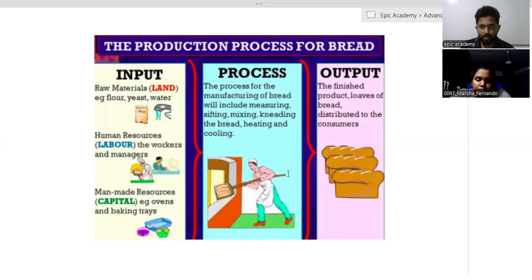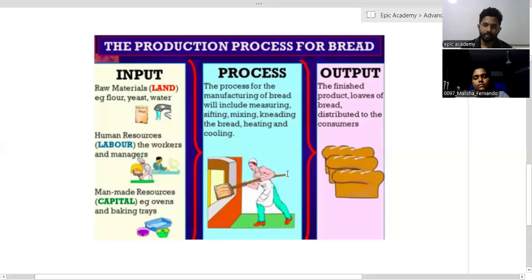Now we are going to the process. The process for manufacturing bread will include measuring, heating, mixing, anything. Heating, cooling, anything can be here. So finally, you can convert that input into the output, the finished product. We call it the final product, distributed to the consumer to satisfy basic needs and wants. So this is the process.